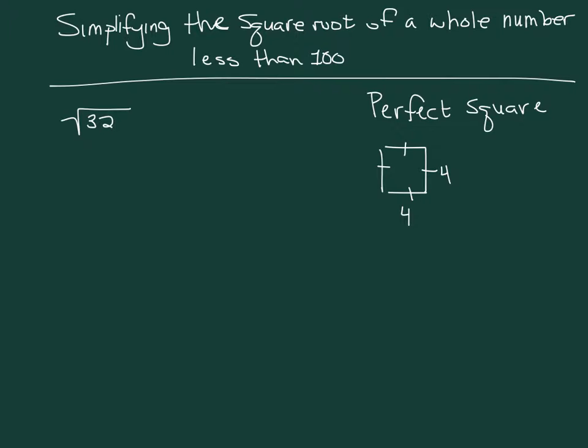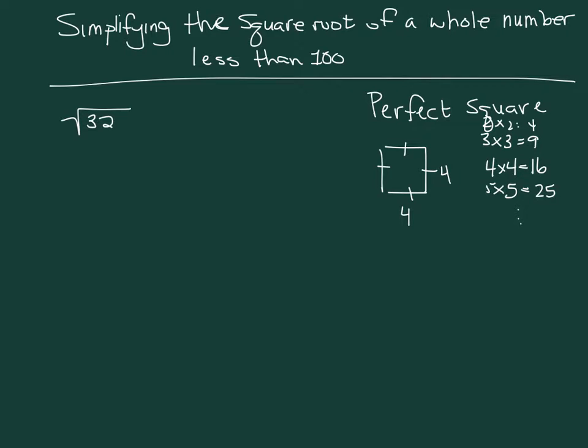Well, 4 times 4 is 16, right? But a perfect square could also be 3 times 3, which is equal to 9, or 2 times 2, which is equal to 4. And it can go the other direction, 5 times 5, equal to 25, right? And so these are all called perfect squares because they create squares that have no remaining parts on them. Now, let's go to the square root of 32.